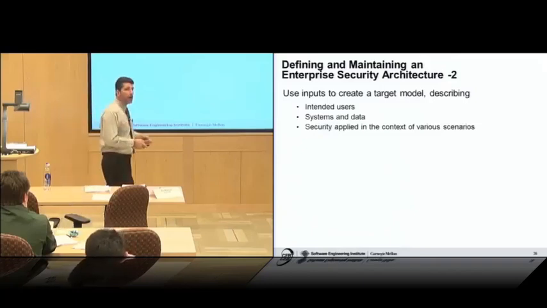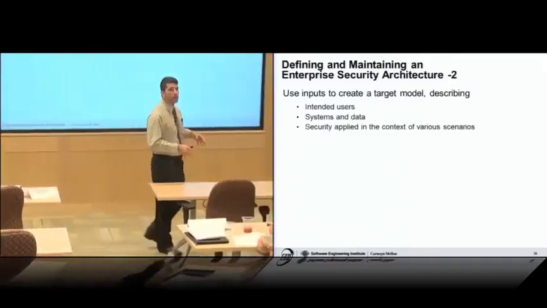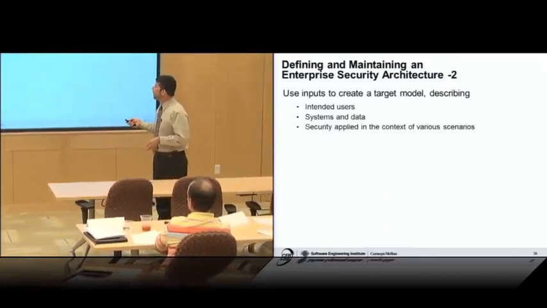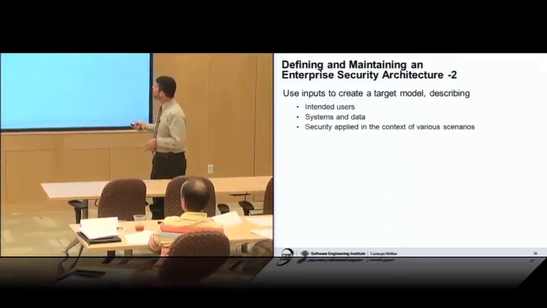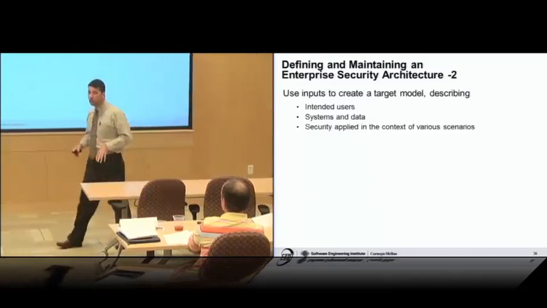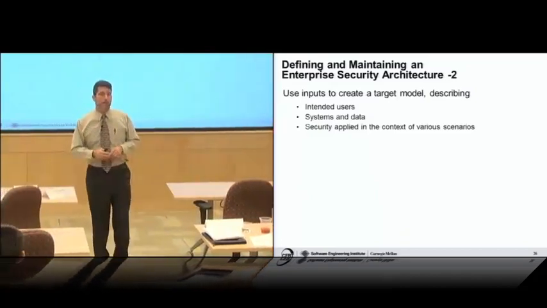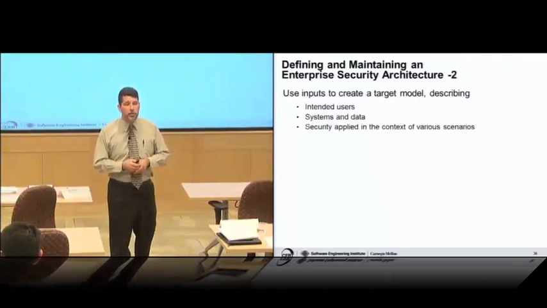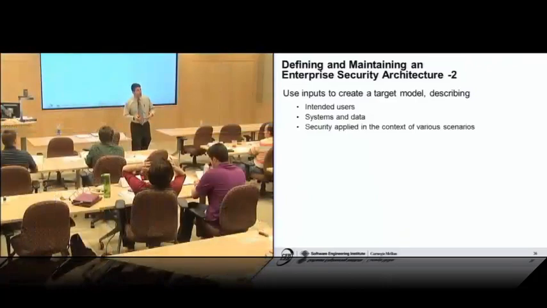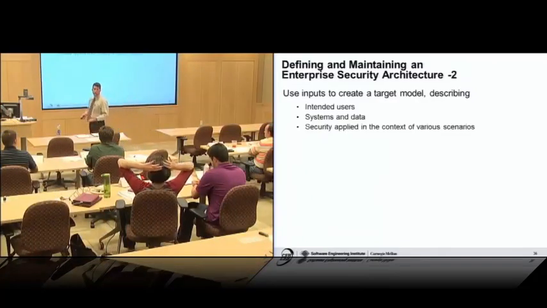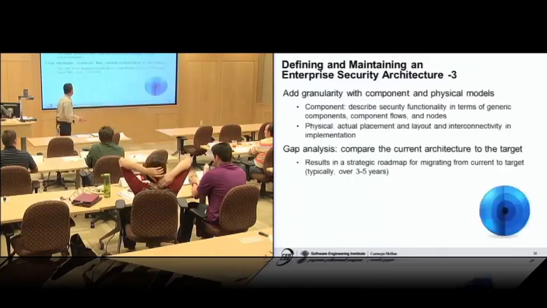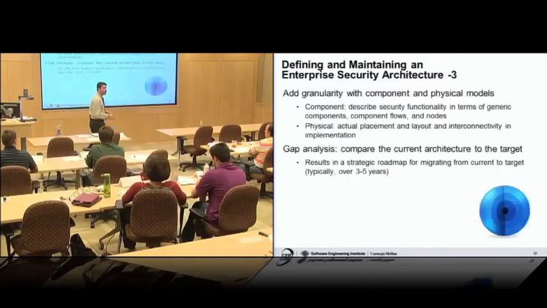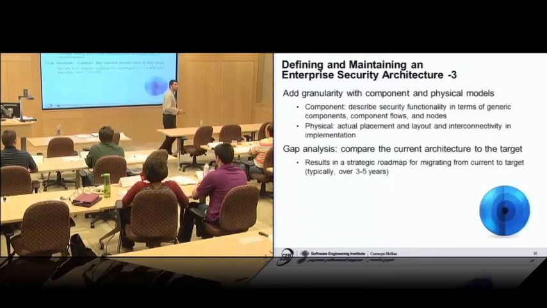You want that target model. You want to see where it is you want to be, including the wetware, the hardware and software, and the security as it relates to all of these things in the context of your environment. That includes security of your customers' data. That includes security of your vendor data. If you can add granularity, great. You can drill down on a component or physical level and model those things.